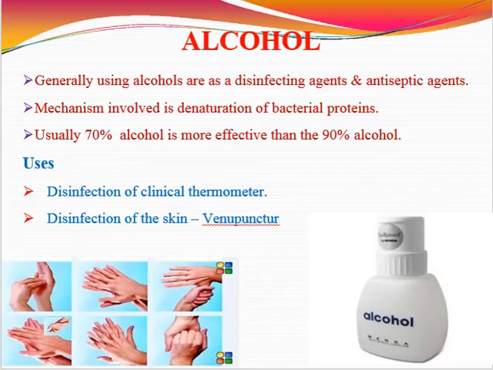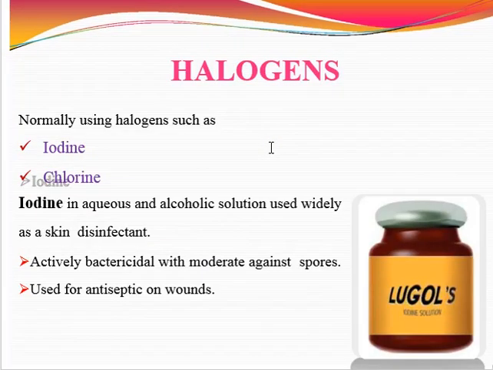Alcohol. Generally, alcohols are used as disinfecting agents and antiseptic agents. We use alcohol as an antiseptic agent, and the mechanism is basically denaturation of bacterial protein. Usually 70% alcohol is more effective than 90% alcohol, so the lower percentage is used. The main uses are disinfection of clinical thermometers, or disinfection of the skin in venipuncture.